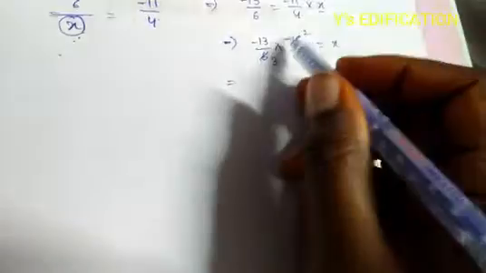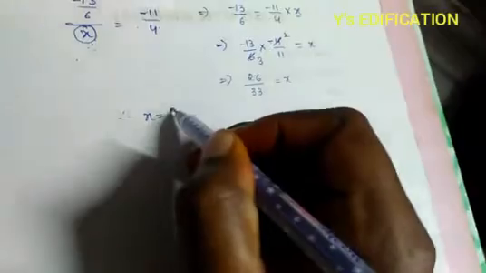So this is 2 2s, 2 3s. Now minus into minus is plus. 13 into 2 is 26, 3 into 11 is 33. So the x value, the unknown number, is 26/33. Okay, let us check if this answer is correct or not.